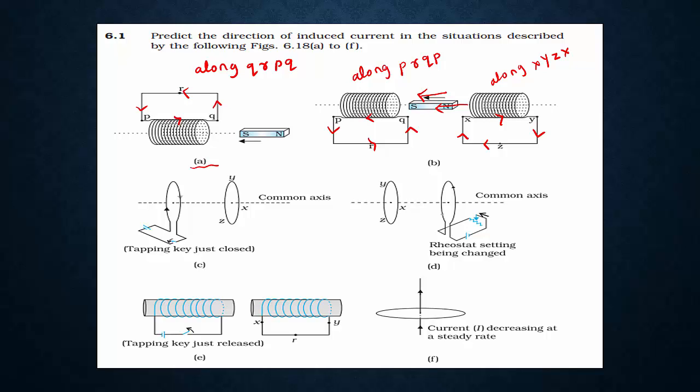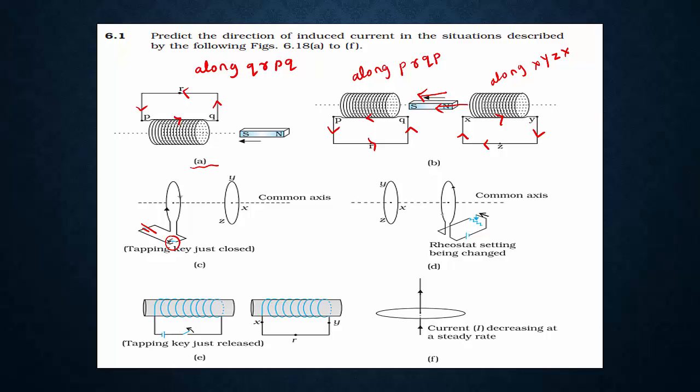Here they had given two coils along the common axis. The first coil is connected to a tap key. Here there is a tap key, and also it is connected to a battery. The first coil is connected to the battery and the tap key.